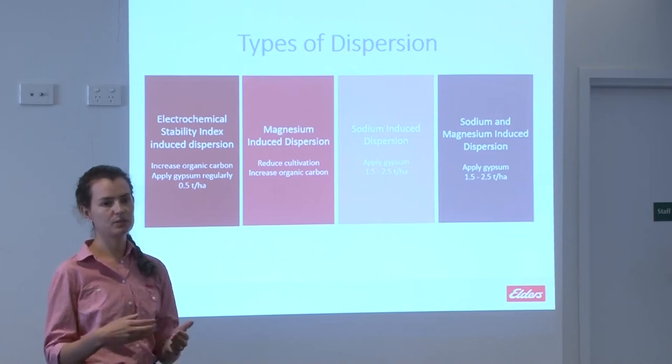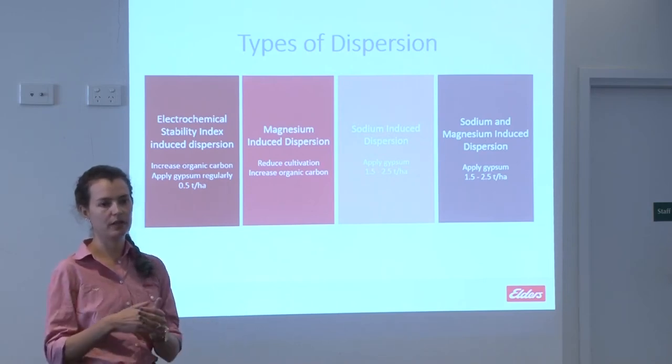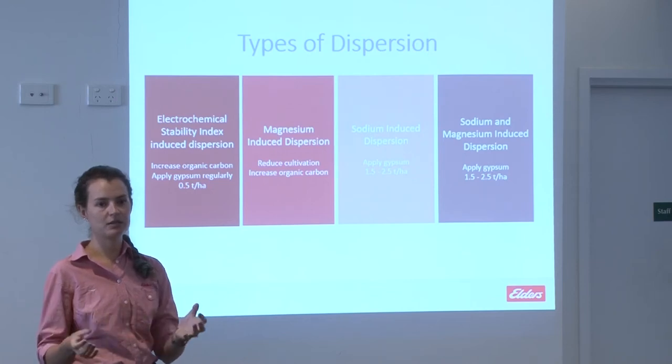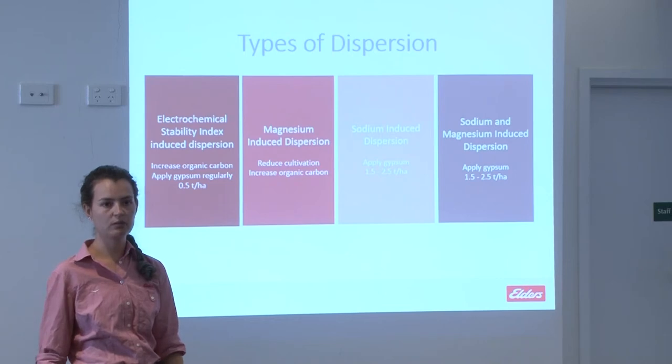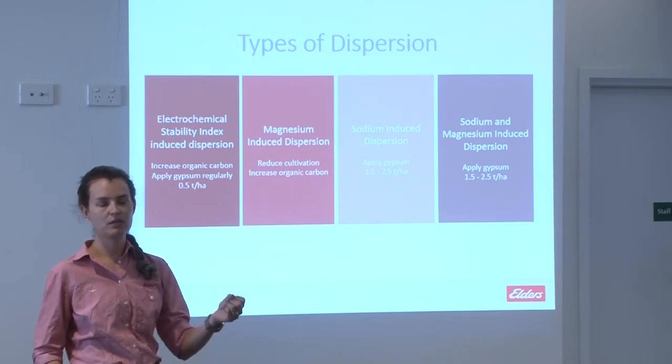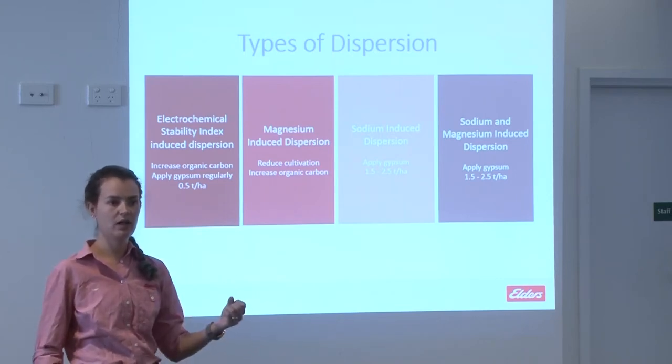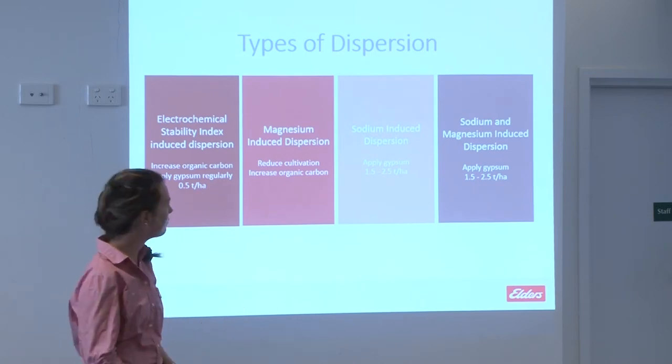So that's why you need gypsum when you've got sodium, but you don't need it when you've got magnesium, because the magnesium isn't actually bound to anything, it's free and able to leach at any point, whereas the sodium's bound, and so you need to first of all detach that and then allow it to leach.